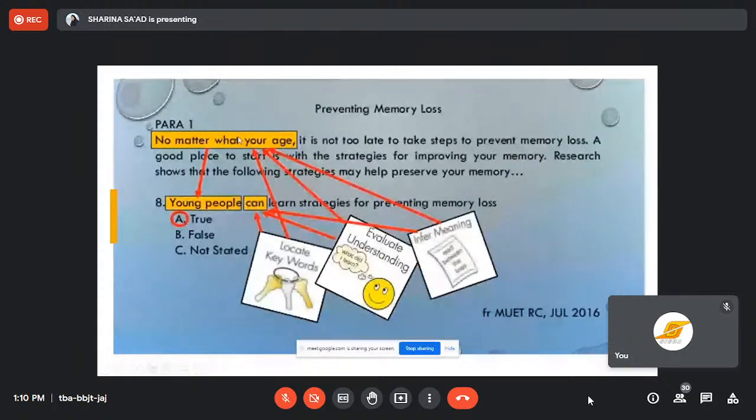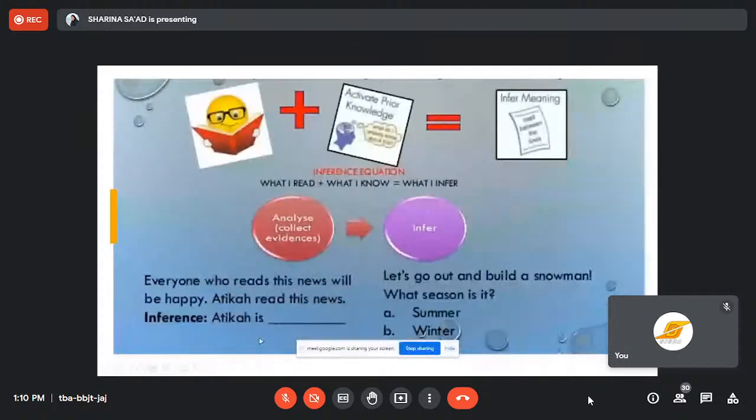Okay. Now, everyone who reads this news will be happy. Atika read this news. So, will Atika be happy or not? Of course, Atika will be happy, because it has already been told. This is like a bonus. It already mentioned the feelings: whoever reads it will be happy.